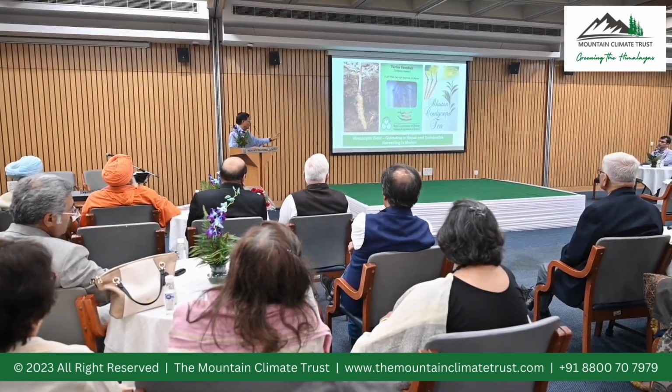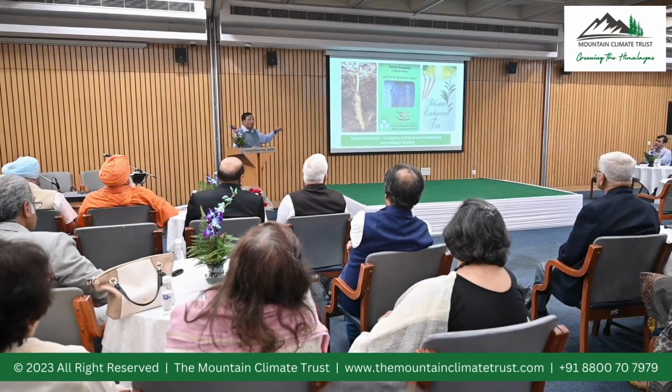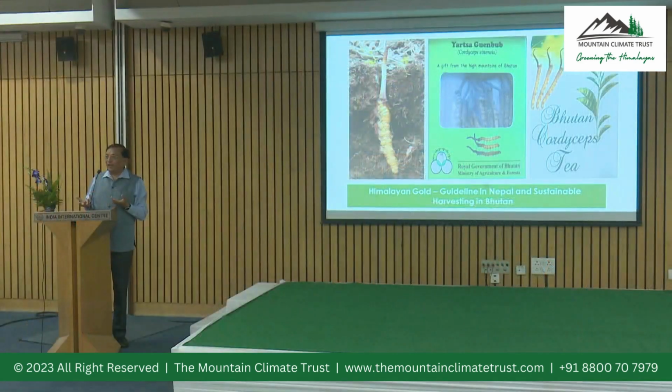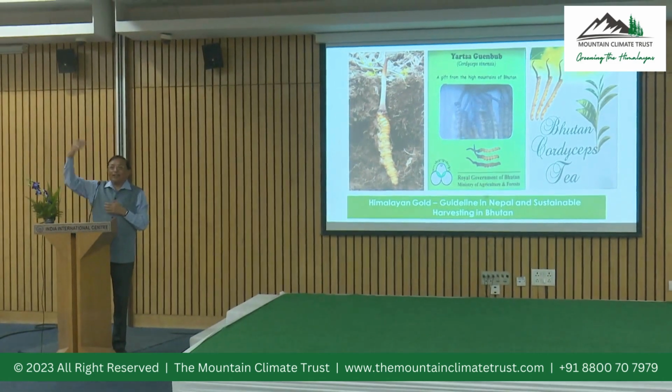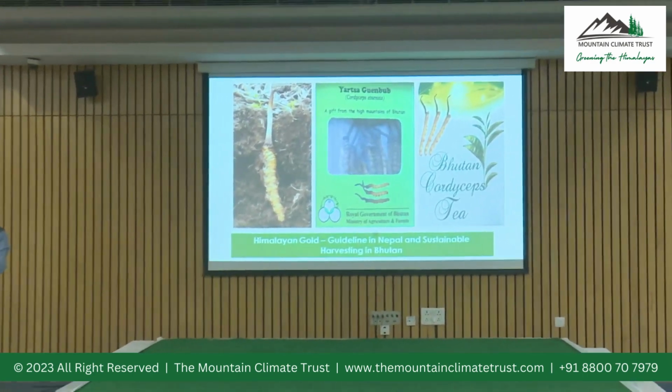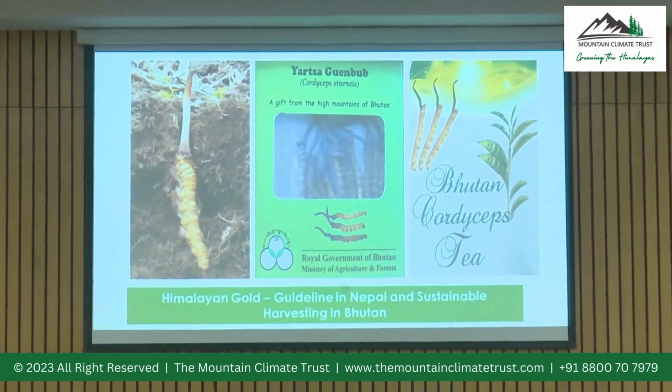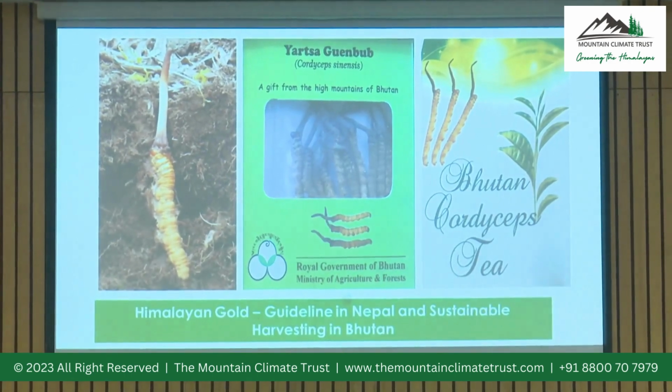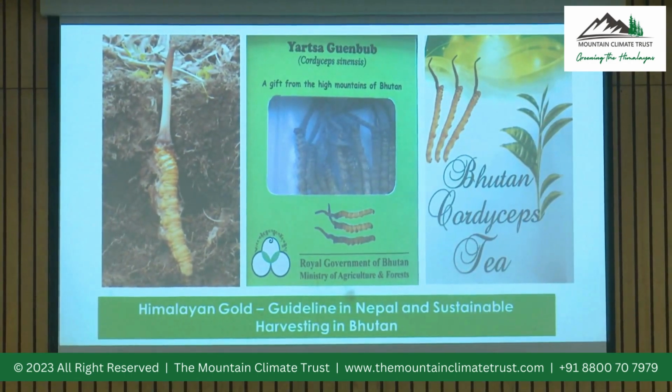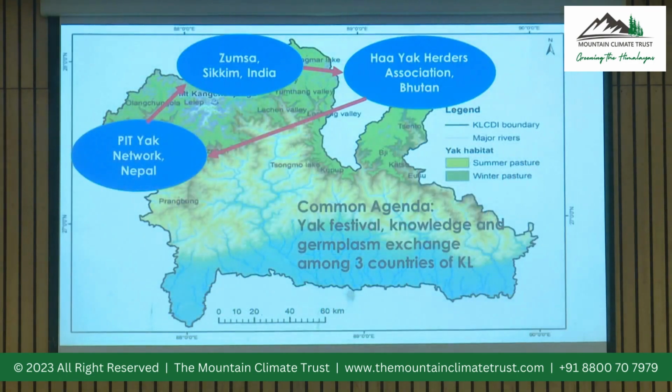So this is Yarsa Gumba, Himalayan gold. We developed a guideline for Bhutan. Earlier, Tibetans were coming, collecting it and taking it, and they were making lots of money because it was banned in Bhutan. Through our studies, we convinced the government of Bhutan, and sustainable harvesting was introduced. Now you can buy Yarsa Gumba directly yourself and use it, and also tea. So you can imagine, through sustainable harvesting, we can suddenly make a difference.